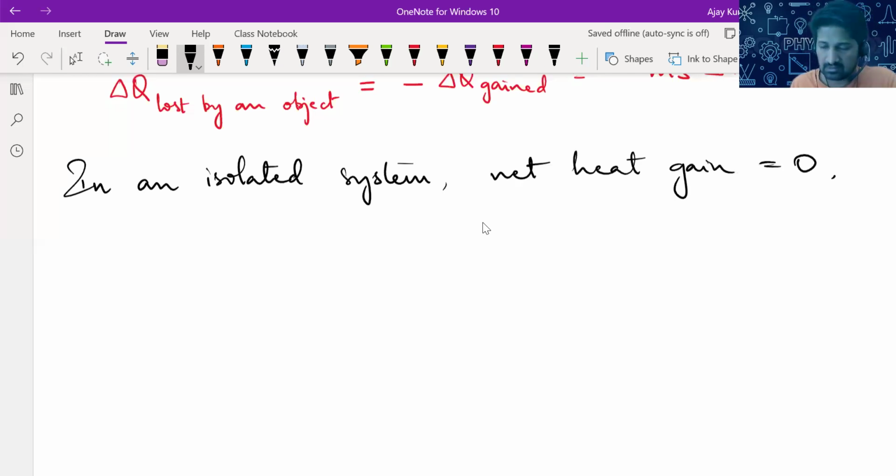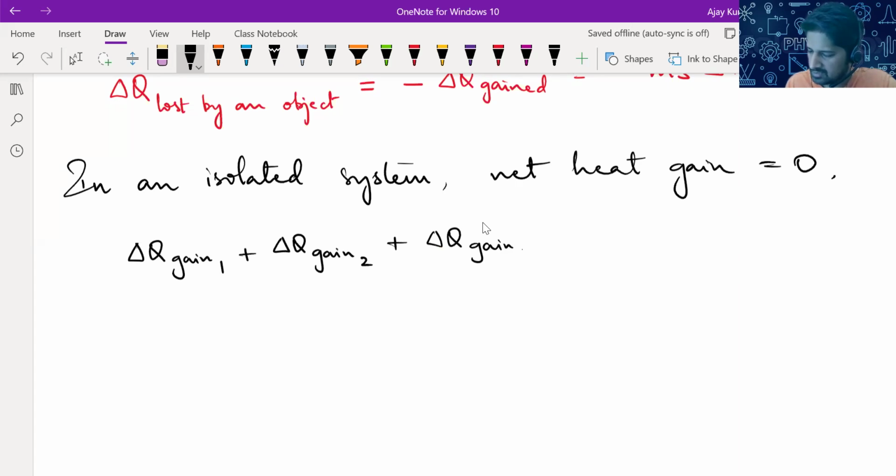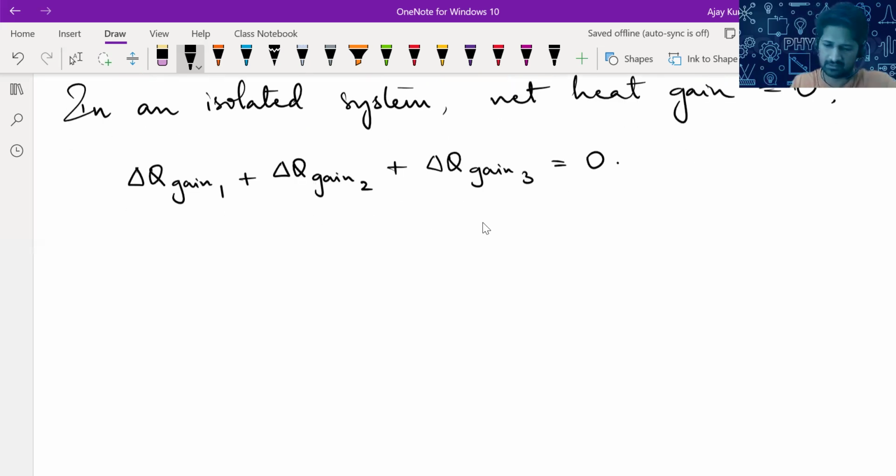What we mean is, suppose there are three objects in an isolated system. Heat gain of the first object plus heat gain of the second object plus heat gain of the third object will be zero. When you write an equation like this, automatically some of them will be positive, some will be negative, but all of them put together will be zero. So it is better to apply it this way. Let's solve one question based on this.